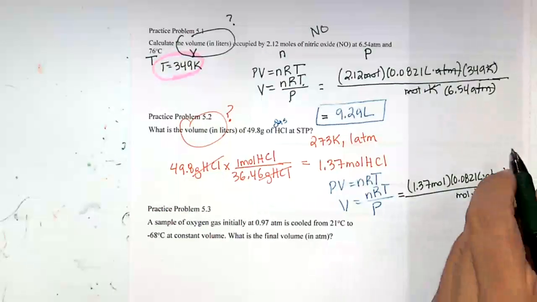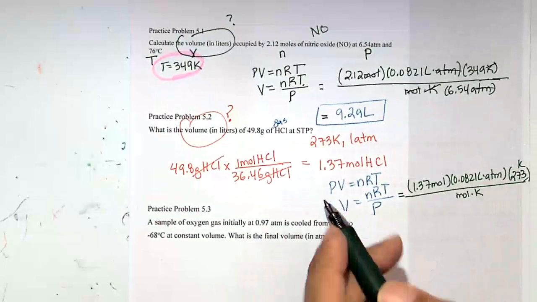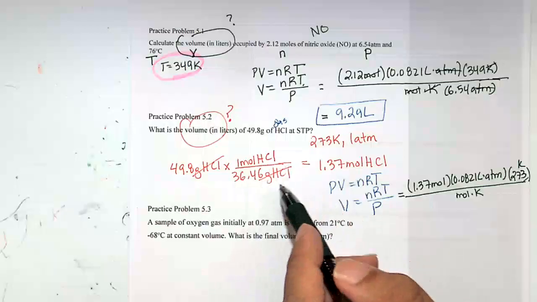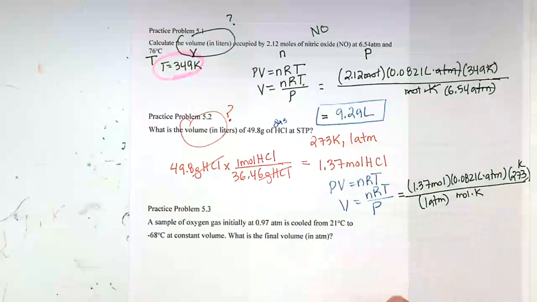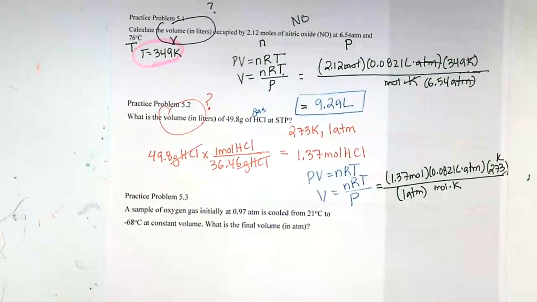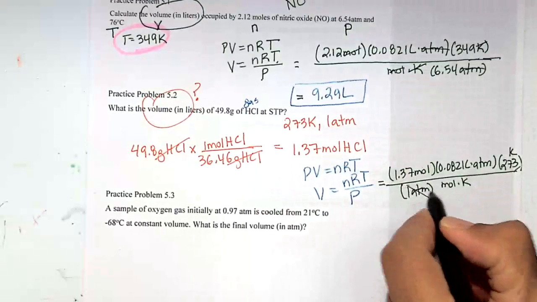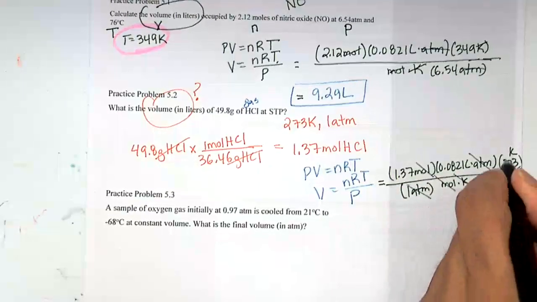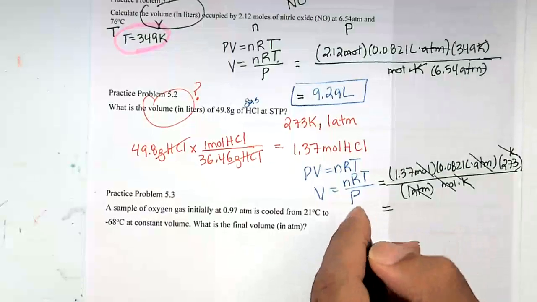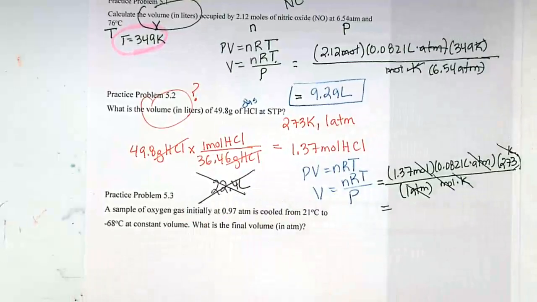I think you guys mentioned it. It's 273. And then what is pressure P at STP? 1 atmosphere. Okay, the atm cancels. The moles cancel. The Kelvin cancels. And so notice the answer is not 22.4 liters. Okay, that's not the answer.